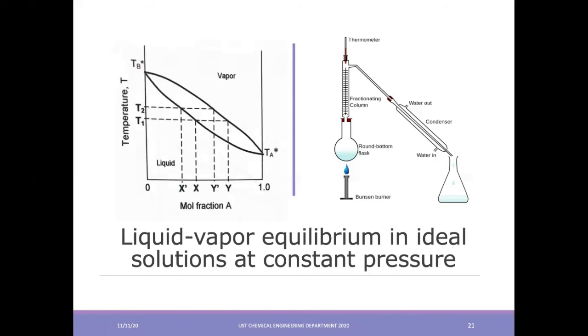This liquid will require a higher temperature for it to boil and form a vapor which goes to the condenser. This process will take place continuously until the final residue will consist of pure B and will boil at T sub B, which is the boiling point of pure B.